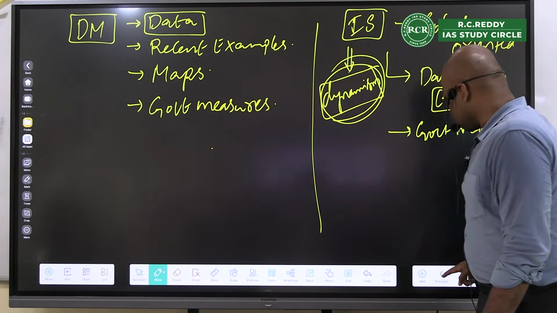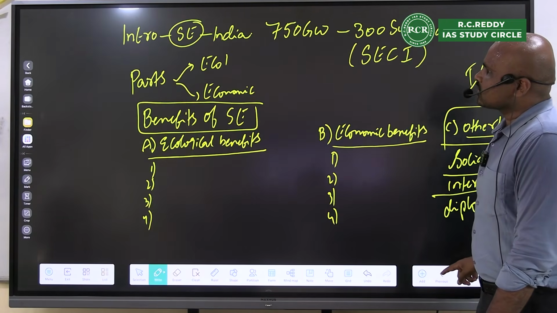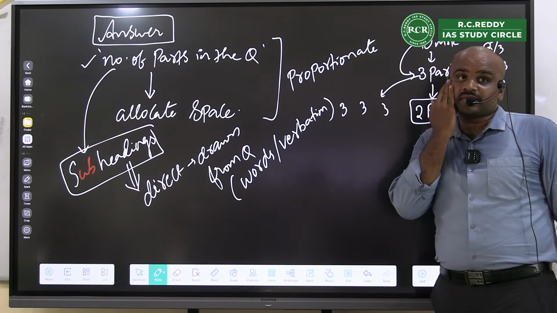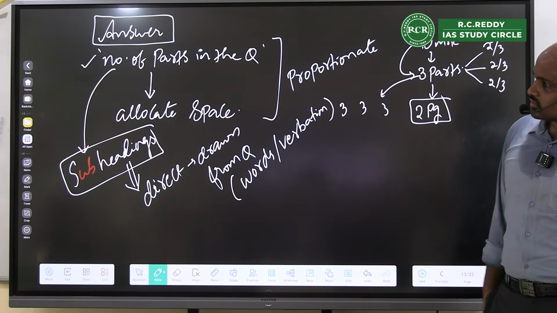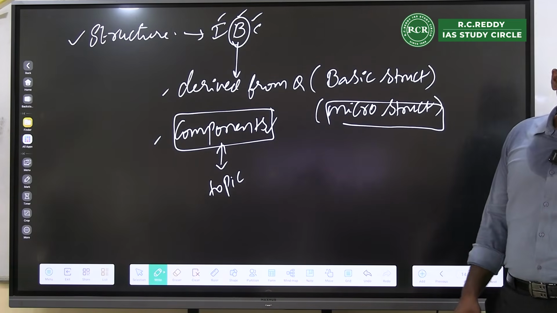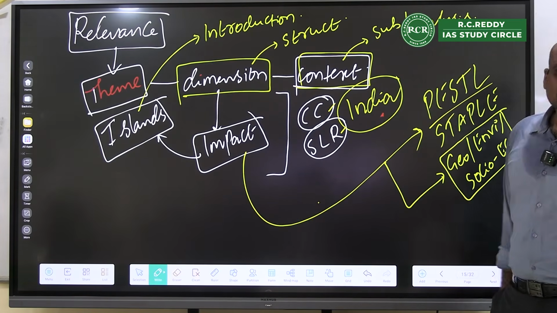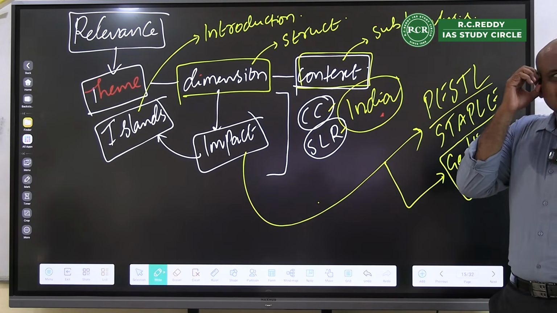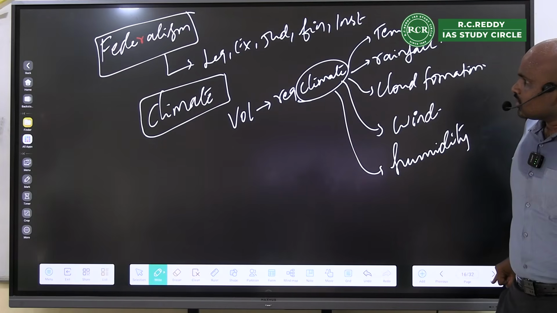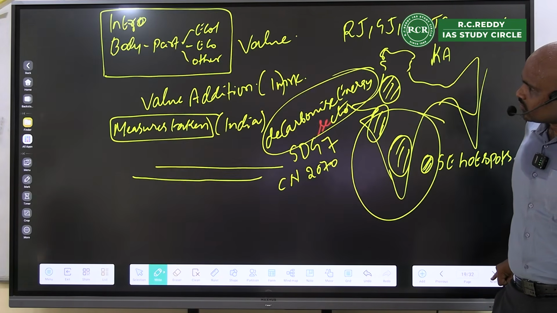So more or less my answer writing, if I have to summarize: one, number of parts; two, with respect to space allocation; three, with respect to subheadings; four, with respect to structure, basic structure, components, that is microstructure. And whenever I want to stick to the relevance, I have to know the theme, dimension, content, right? I think we have written this.